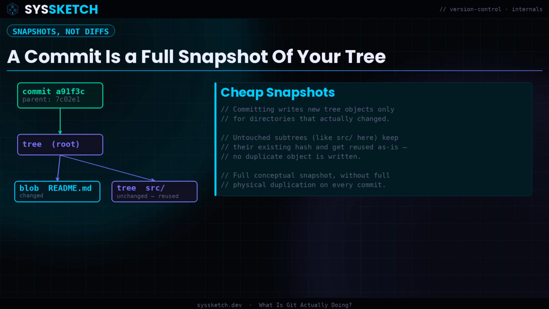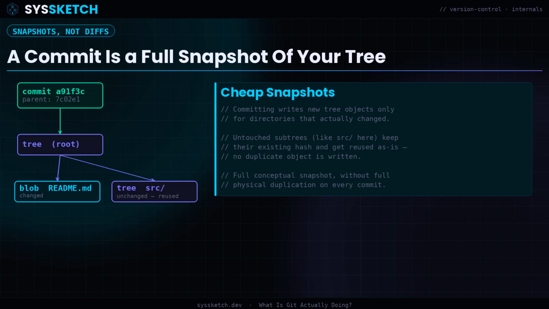So what does a commit object actually point to? One tree object, representing the root of your project at that exact moment. That tree points to blobs for files and to other trees for subdirectories, recursively all the way down. When you commit, Git writes new tree objects only for the directories that actually changed. Anything untouched just reuses the existing tree object because its hash hasn't changed. That's the trick: full conceptual snapshots without full physical duplication every time.